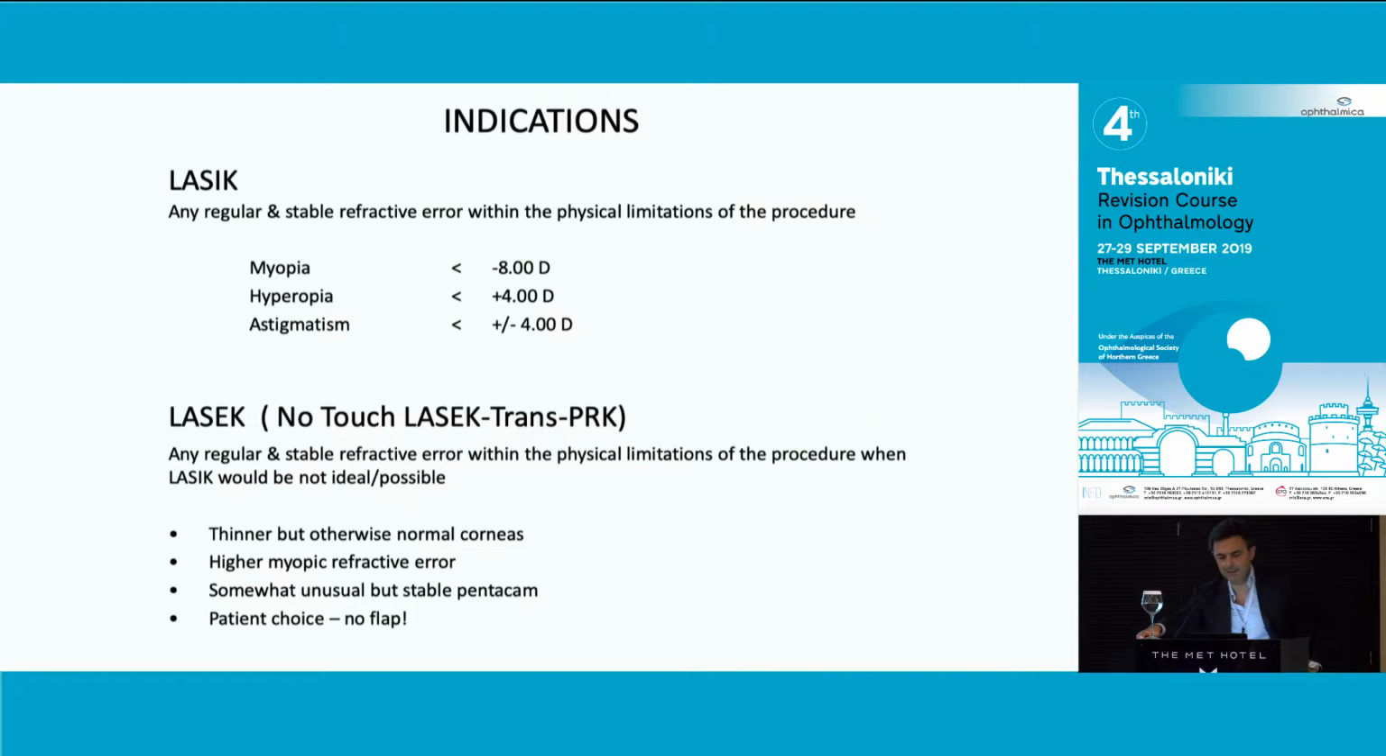For instance, LASIK usually works well for myopia up to -8, hyperopia up to +4 with the correct laser, and astigmatism up to 4 diopters. My LASIK indications are a little bit reduced because I really use mainly surface ablation where LASIK is not possible, because I'm pretty convinced that it's much safer in terms of post-refractive surgery ectasia risk. So in corneas that are thinner but otherwise normal, in higher myopic refractive error, or if the pentagram looks a little bit unusual, I would always prefer to choose a surface ablation versus LASIK or SMILE for the sake of avoiding the risk of long-term problems such as corneal ectasia.